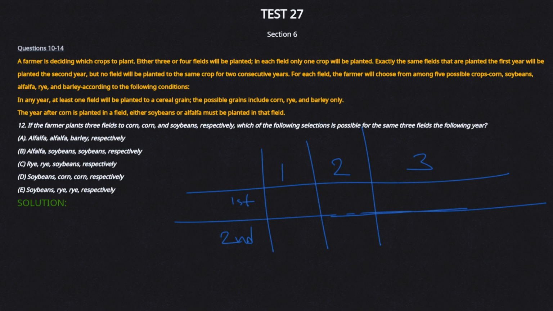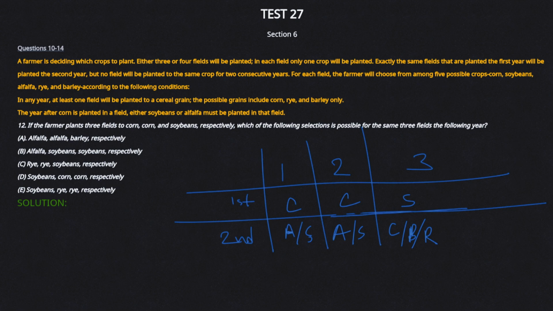Question number 12. If the farmer plants three fields to corn, corn, and soybeans respectively, which of the following selections is possible for the same three fields the following year? Okay, let's see. Corn, corn, and soybean. We need to have alfalfa or soybean here, and alfalfa or soybean here, and one of corn, barley, or rye here. So this is the compilation that we need for the second year.